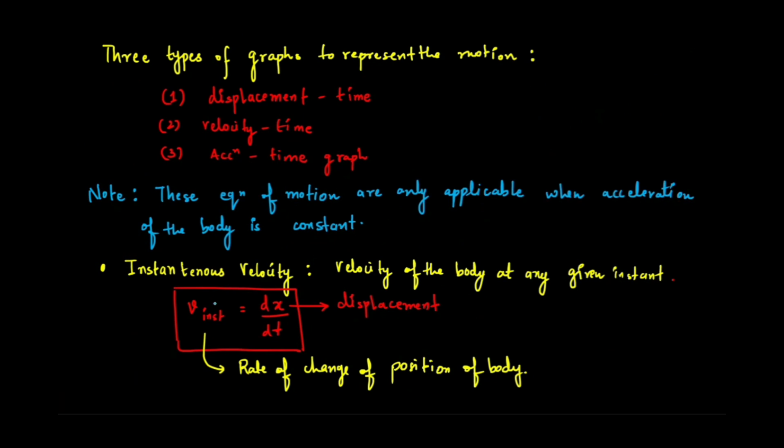Yes, I am back. So instantaneous velocity is something which represents the rate of change of displacement, or the position of the body. Let us try to understand what it is.